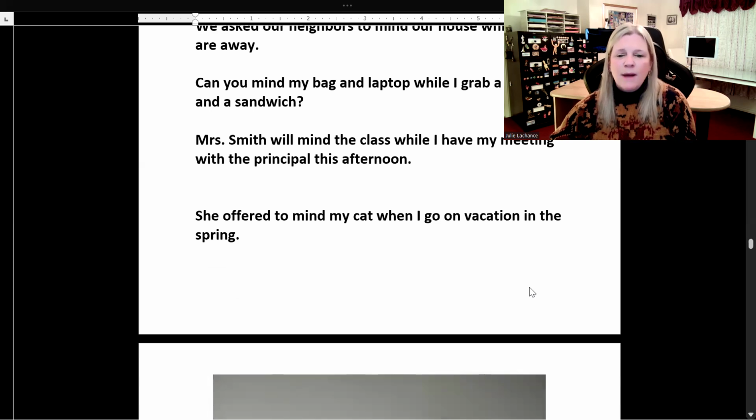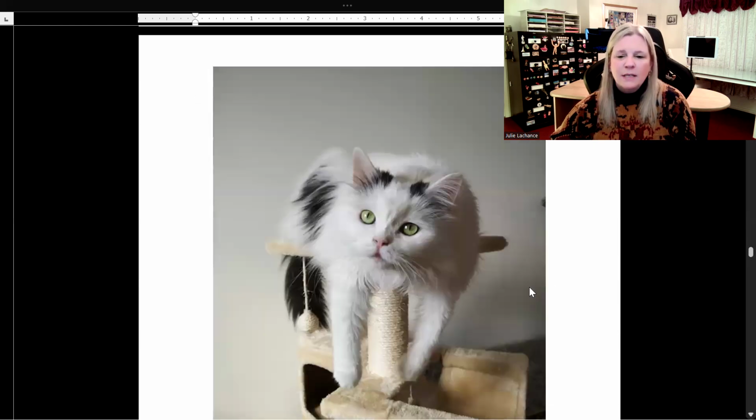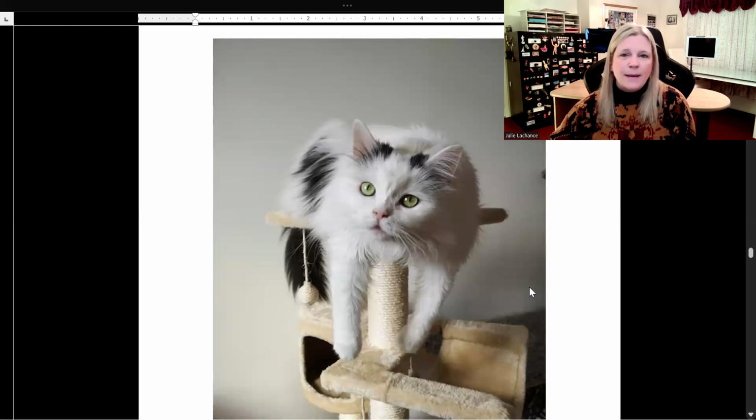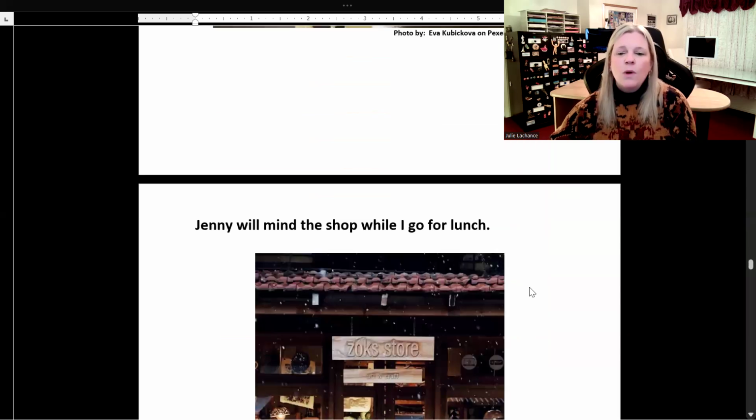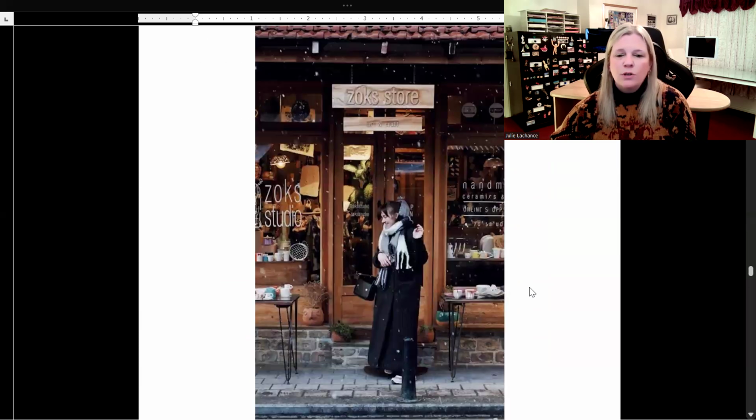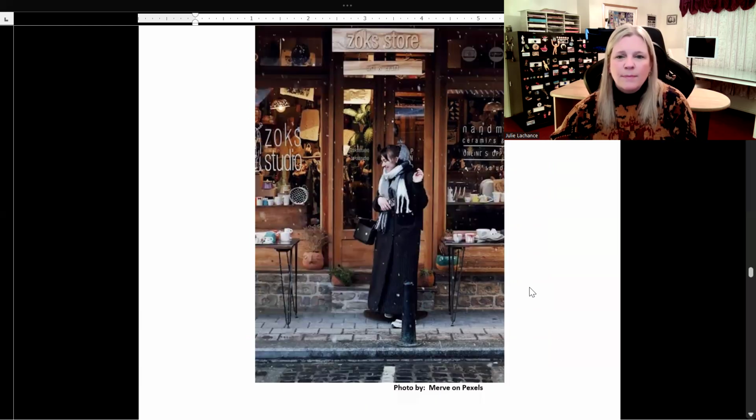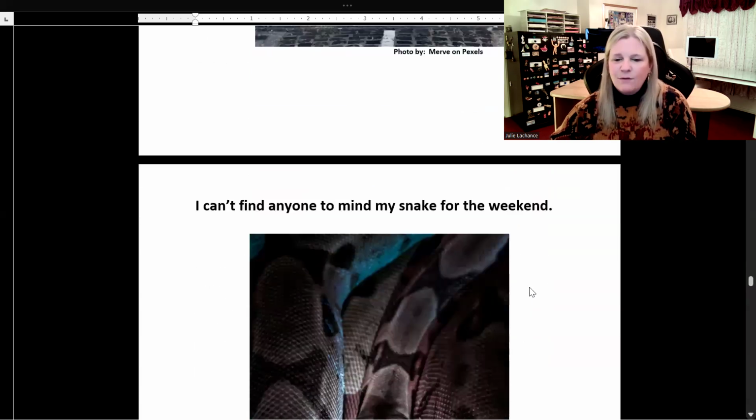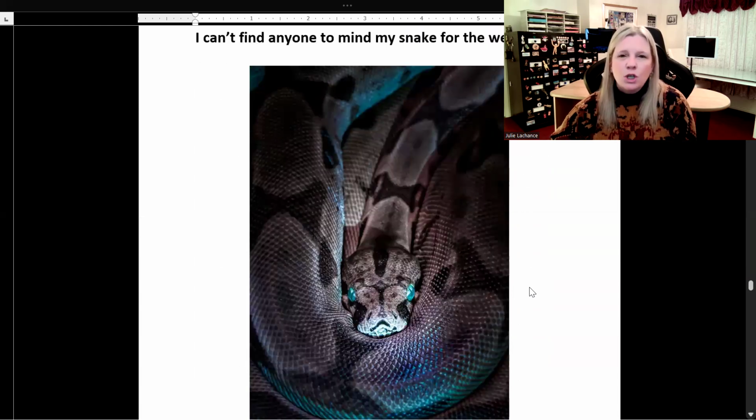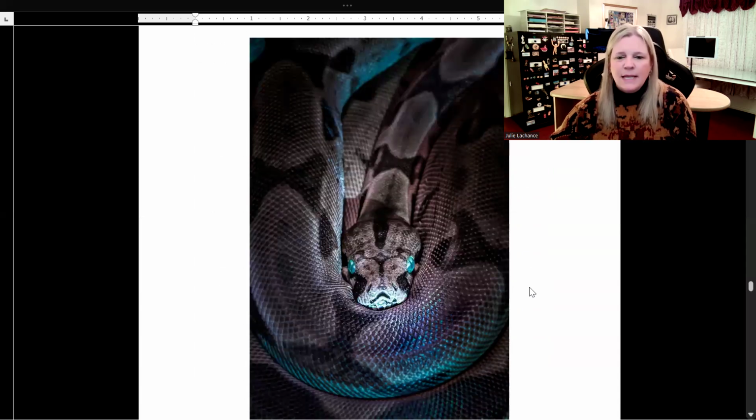She offered to mind my cat when I go on vacation in the spring. Lovely little cat. Of course, it was easy to find a babysitter to mind him because he's so beautiful. Jenny will mind the shop while I go for lunch. So there she goes, off for lunch because Jenny is going to mind the shop. I can't find anyone to mind my snake for the weekend. No kidding. Would you mind this snake for the weekend? Me neither. I wouldn't mind that snake.